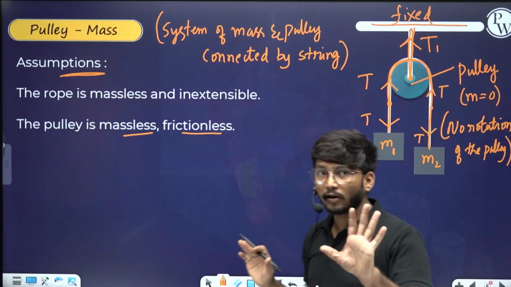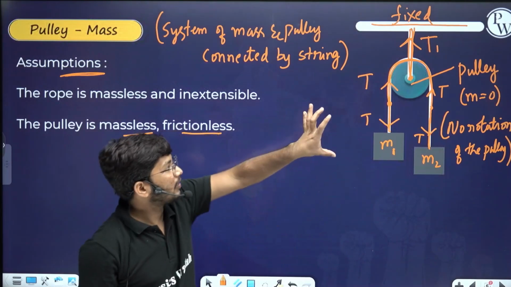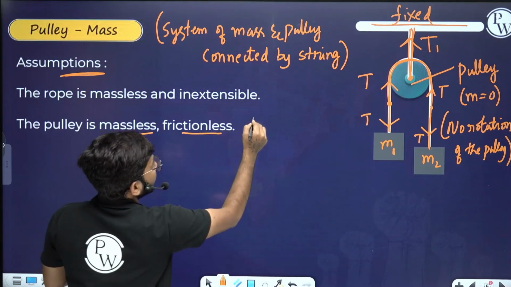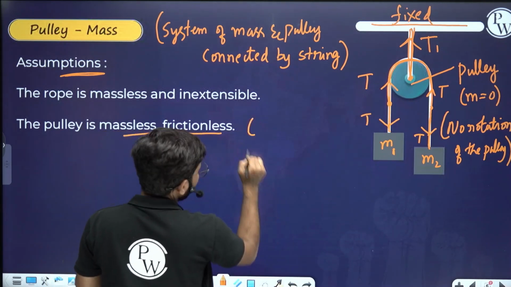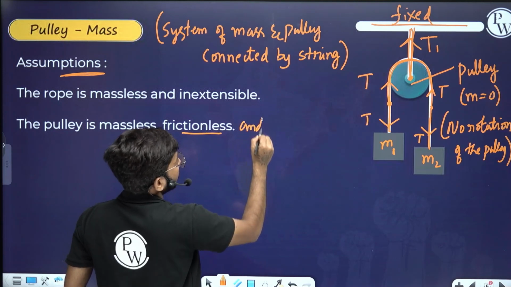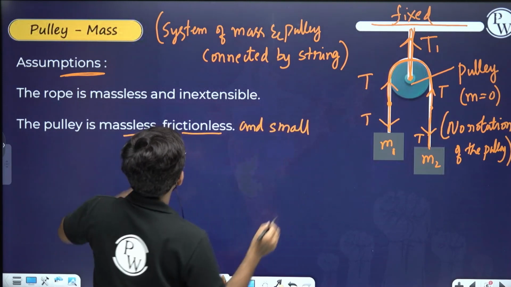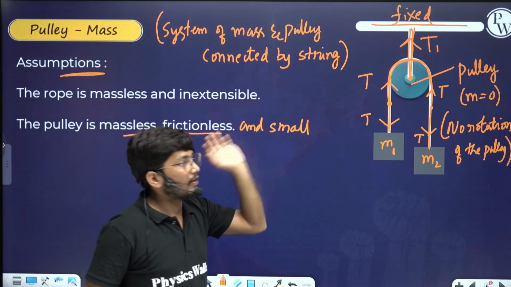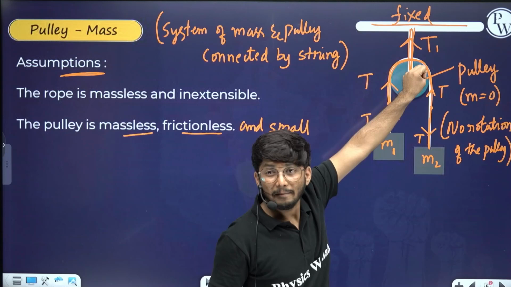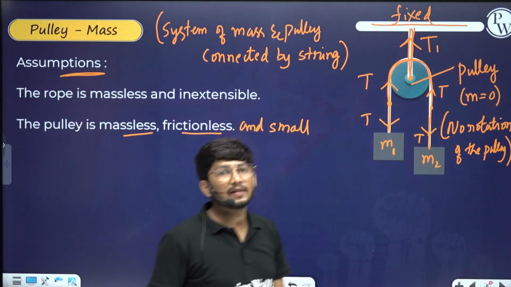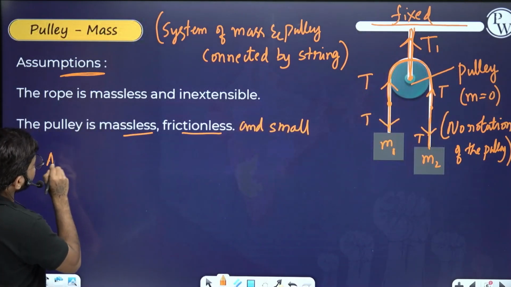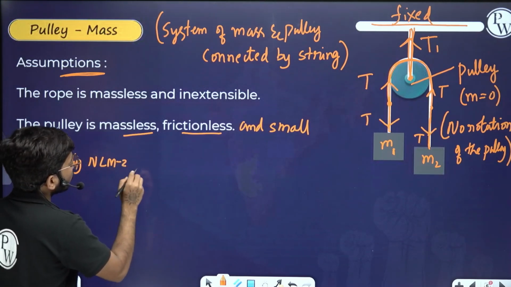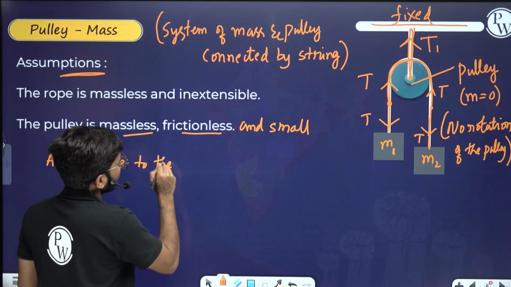See guys, observe the pulley now. The pulley is very small. Ideally, the pulley is massless, frictionless and small, right? So now, since the pulley is massless, I apply NLM to the pulley.